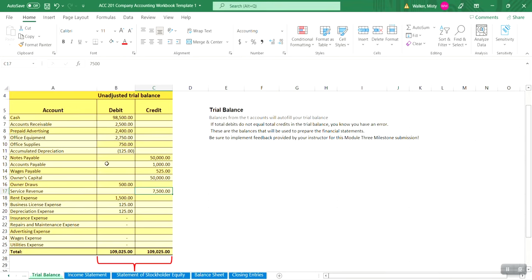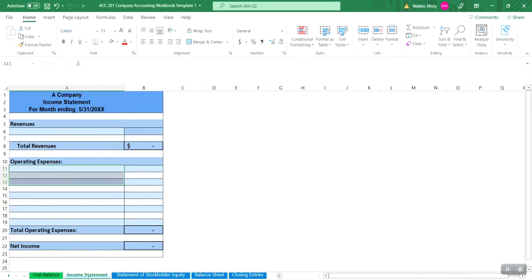And again, we're going to start with the unadjusted trial balance results from our first milestone submission, because these are the balances that we're going to use to prepare the income statement, the statement of equity, the balance sheet, and the closing entries. So we're going to start with the income statement. And as we just visited, income statement is revenues minus expenses.